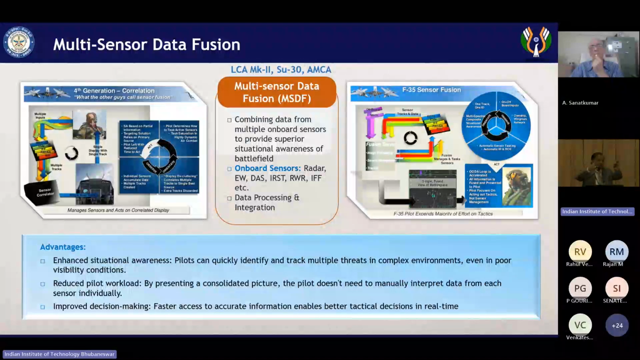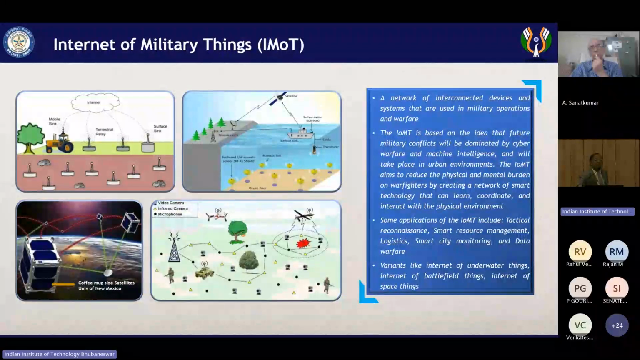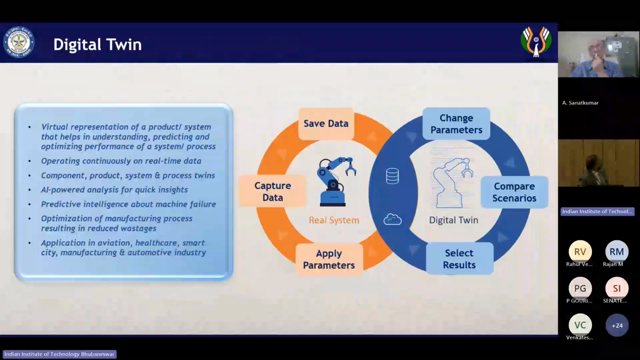So what we need to do is converge all those data together and serve it like a salad, a mix of all fruits, so that he just looks at the plate and wins it. That's what, in simple words, is called multi-sensor data fusion, we're working on. Internet of military things. This is going to be the future of the technology today. India is looking forward to it.